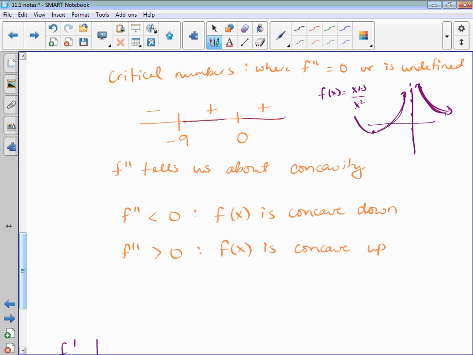If the second derivative is less than 0, if it's negative, your original is concave down. If the second derivative is greater than 0 or positive, your original is concave up. So even think about a graph that does like this. That's going to be a minimum. This is concave up. This is concave up. Okay.